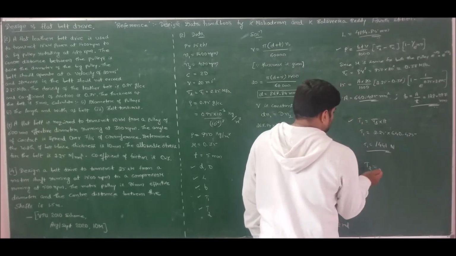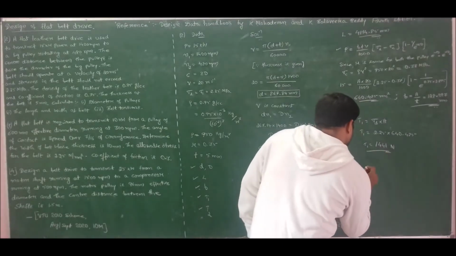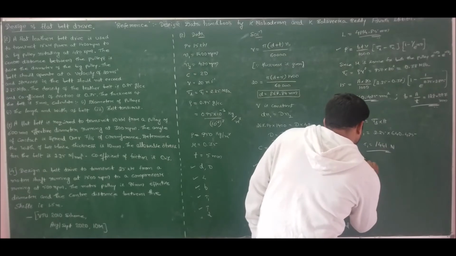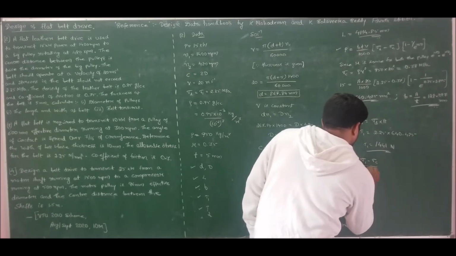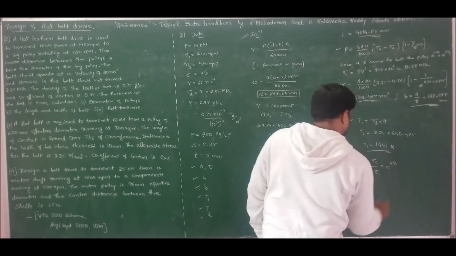Coming to the tension on the slack side, it is calculated based on the calculation of sigma 2. To calculate sigma 2, we use equation 14.3d, which states that (sigma 1 minus sigma c) by (sigma 2 minus sigma c) is equal to e to the power of mu theta.